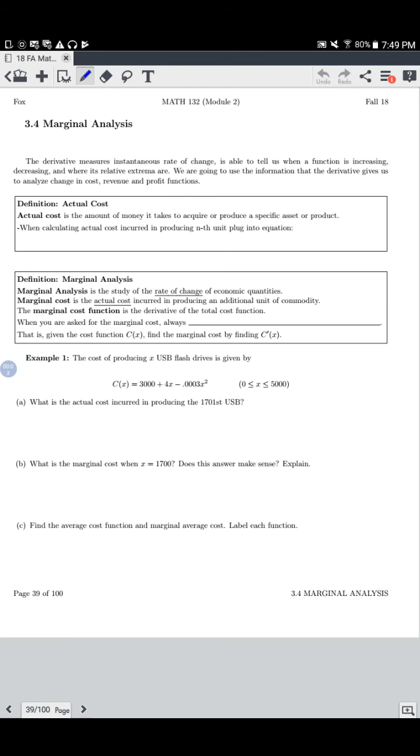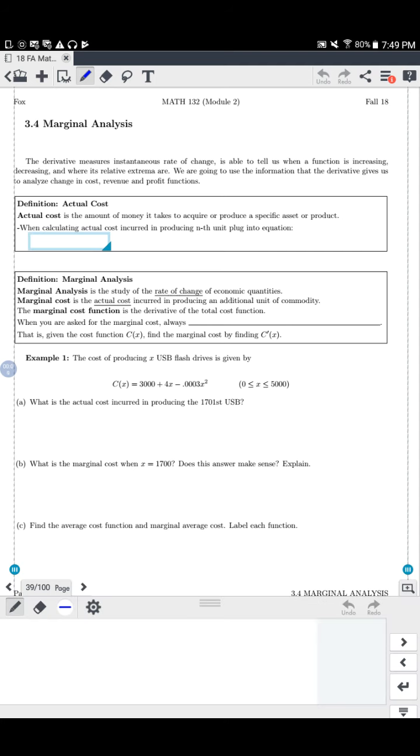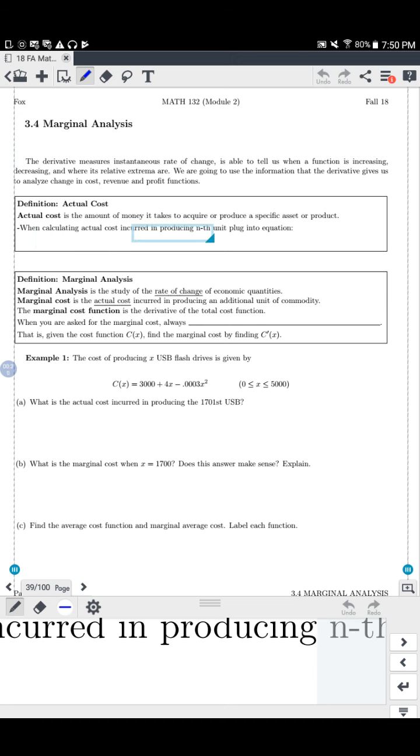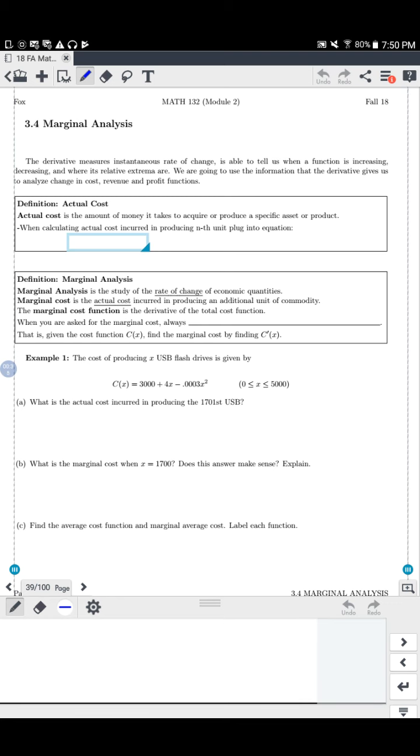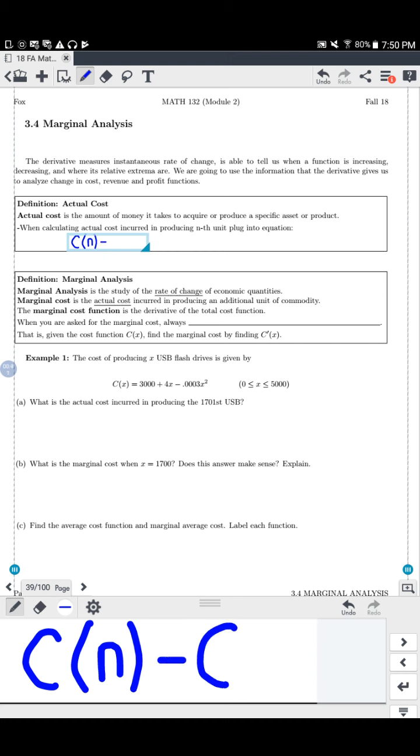Here we're going to use the derivative to analyze change in cost, revenue, and profit functions, since the derivative measures change. One of the first formulas I'm going to give you, though, is the formula for actual cost. This is used to calculate the amount of money it takes to acquire or produce a specific asset or product. So if you want to figure out the actual cost in producing the nth unit, we plug in the total cost for all n units minus the total cost for n minus 1.